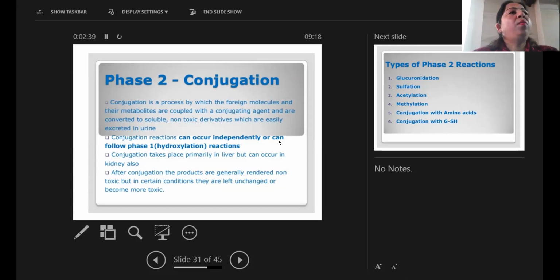So any kind of fate can happen to the xenobiotics once they undergo xenobiotic biotransformation. After the conjugation, the products are generally rendered non-toxic, but in certain conditions, they are left unchanged or become more toxic. Do you agree with this? So all the statements are clear to everyone. Should we move ahead?